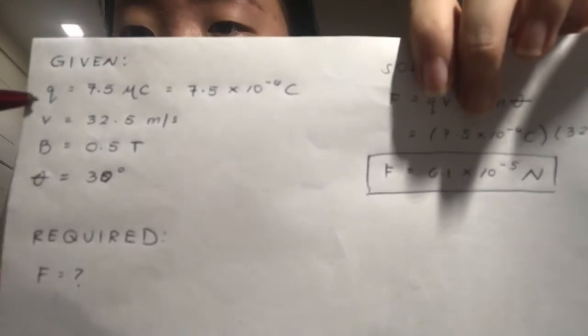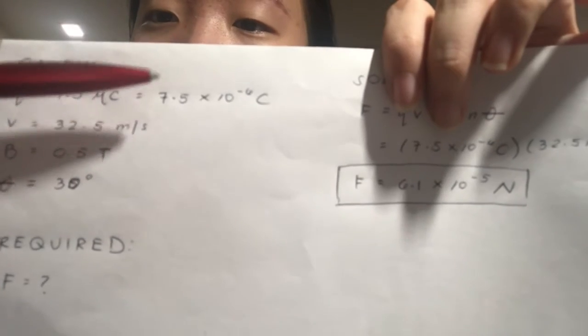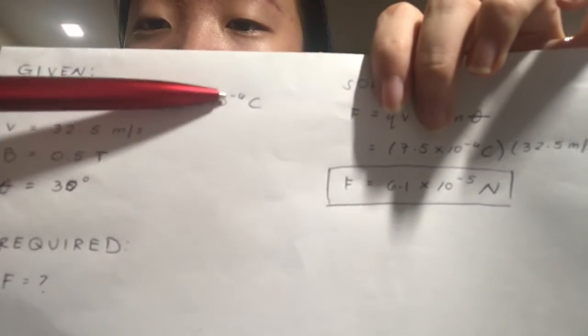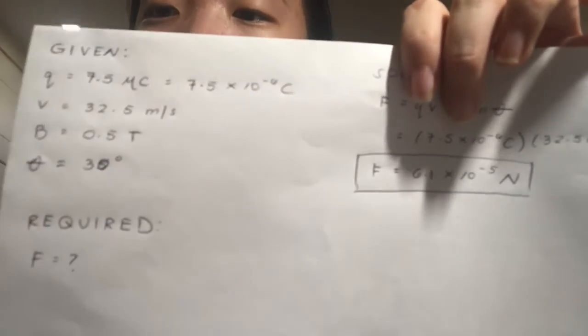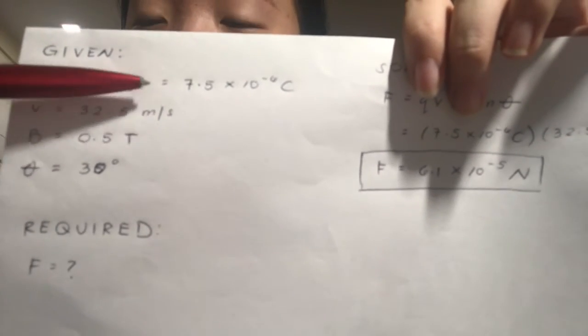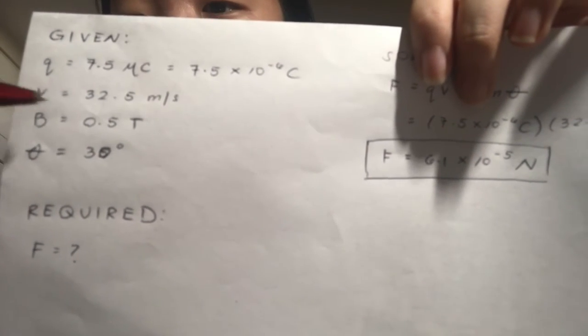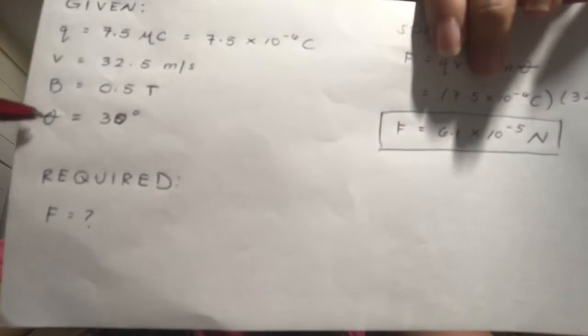So for this problem, the given is the amount of charge, 7.5 microcoulombs. We convert that to 7.5 times 10 raised to the negative 6 coulombs. And we have the velocity, 32.5 meters per second. The magnitude of the magnetic field is 0.5 Tesla, and our angle is 30 degrees. Our required is the force, or the magnetic force, still.